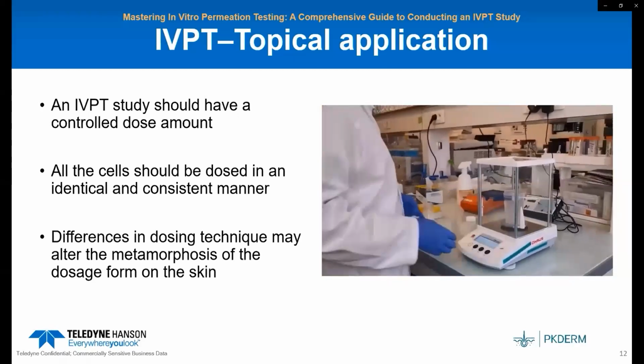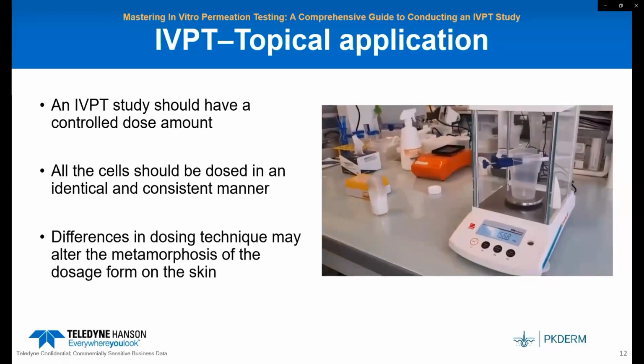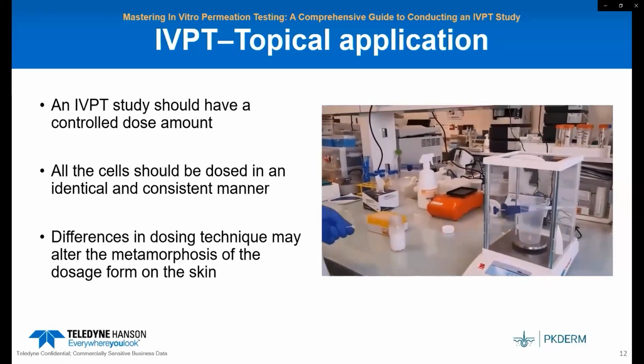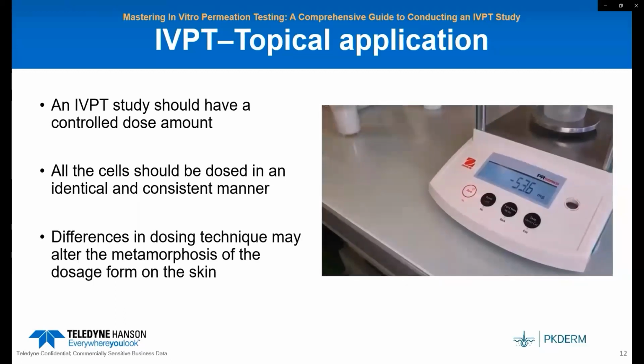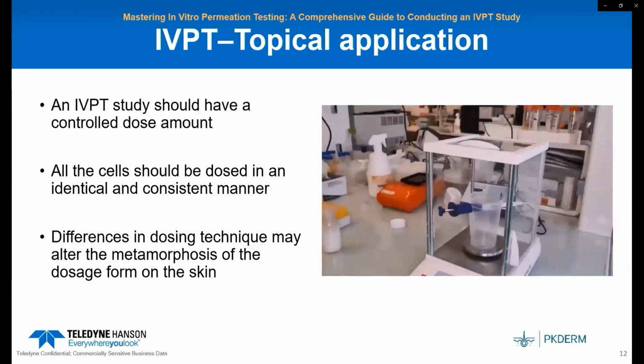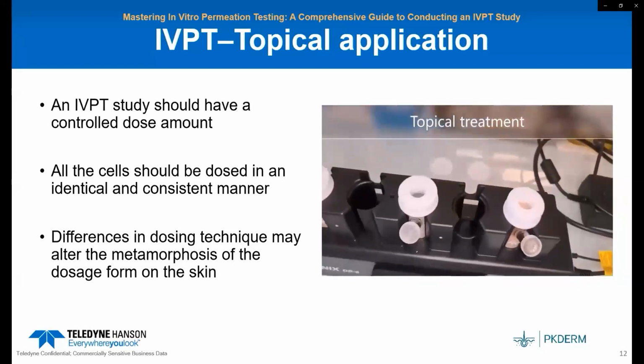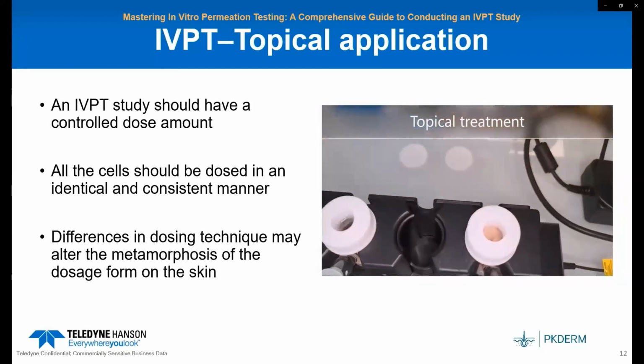The amount of formulation we apply on the skin surface should be accurately measured. This is why we weigh the pipette containing the formulation before and after application on the skin. In this way, we can know the exact amount of the product we applied on the top of the skin. And the amount applied is used to calculate the absorbed dose at the end of the experiment.